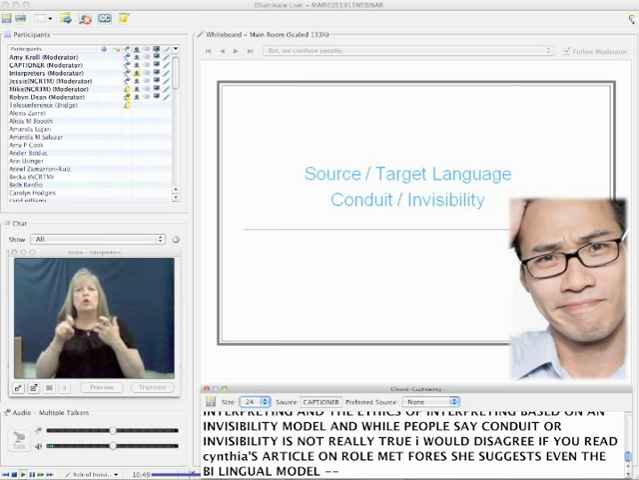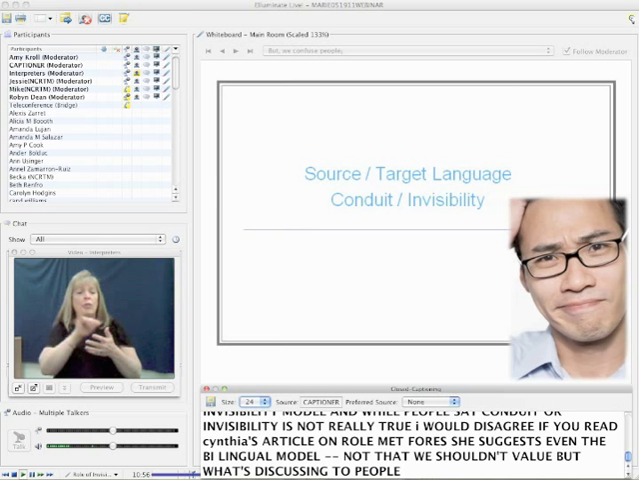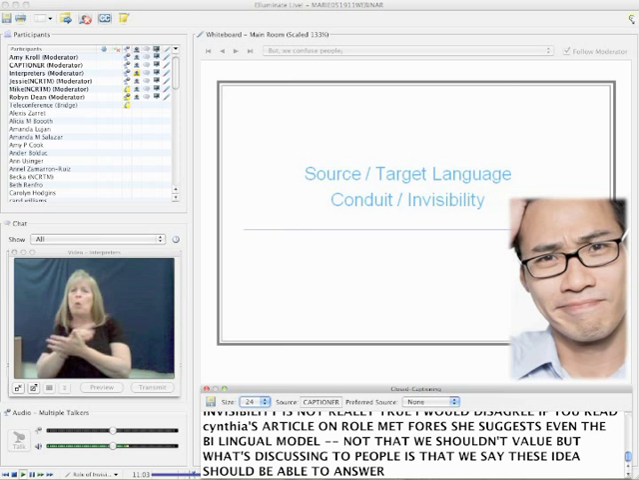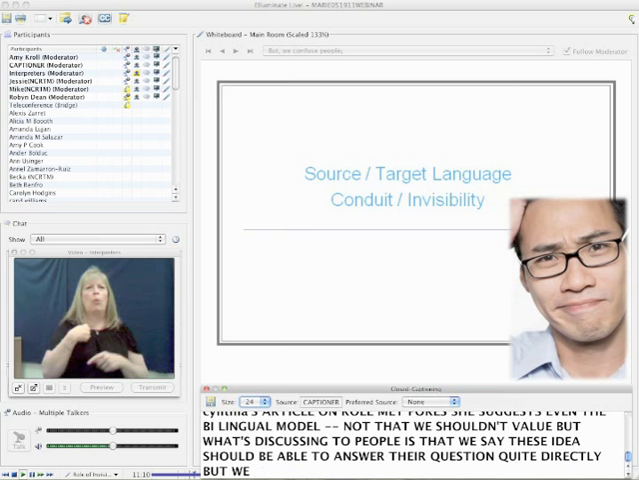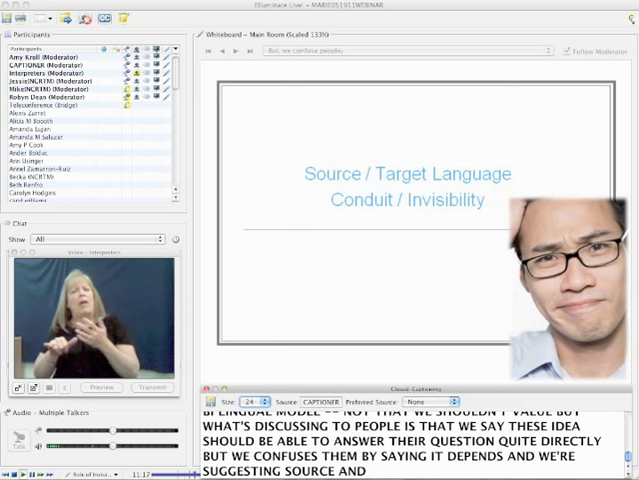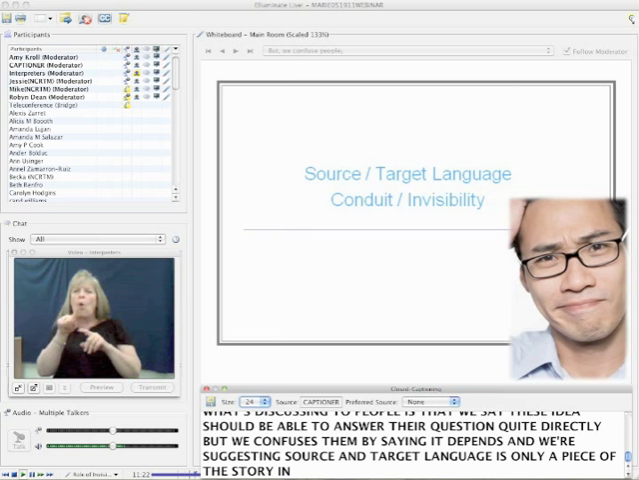And not that we shouldn't. But what's confusing to people is that we say these generally static ideas of source and target language and conduit and visibility should be able to answer their question quite directly of how do you sign or what would you do if. But we confuse them when we say, well, it depends. And what we're suggesting is that there are exceptions to the rule. And what we're suggesting is that source and target language is only a piece of the story. In essence, what we are saying is that context matters.